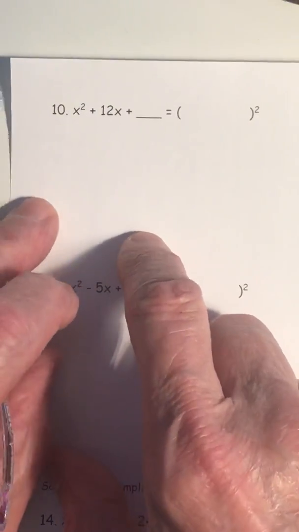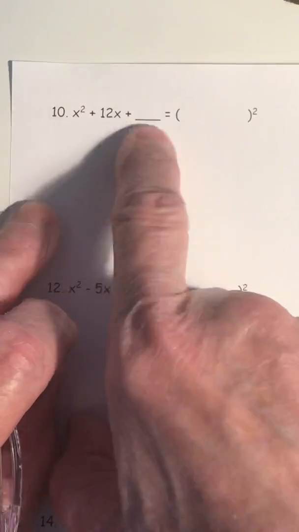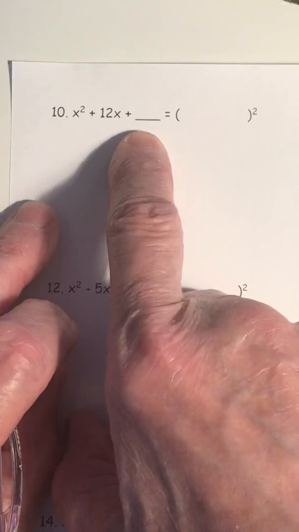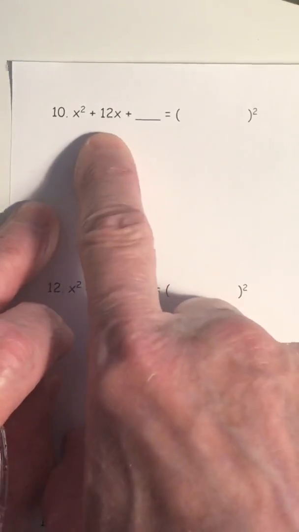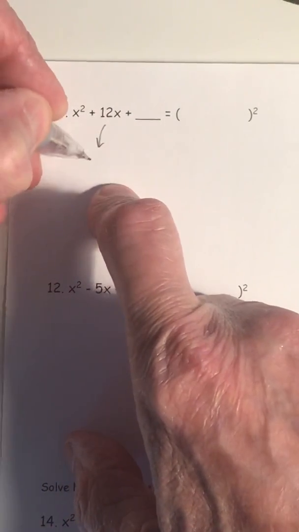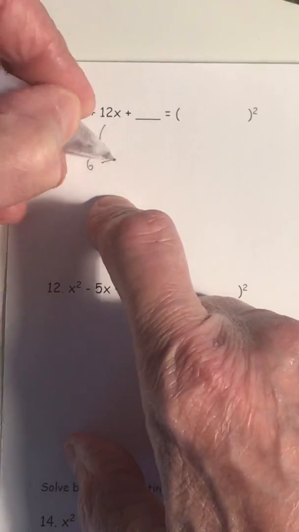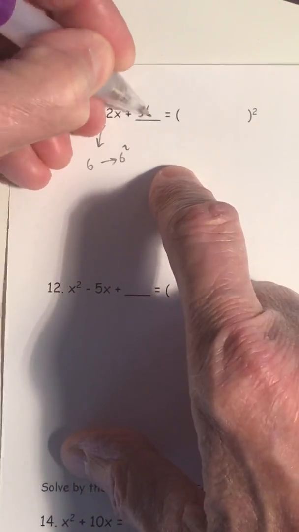Okay, so we need the magic number to add here so that this becomes a perfect square trinomial, rewritable as x plus something squared. And all we do is we take half of 12. Half of 12 is 6. And then 6 squared is 36. And that's what goes there.